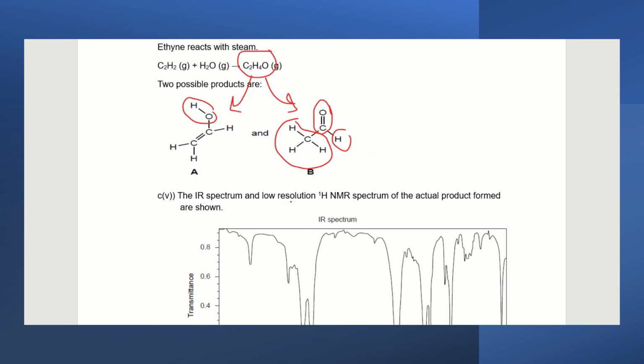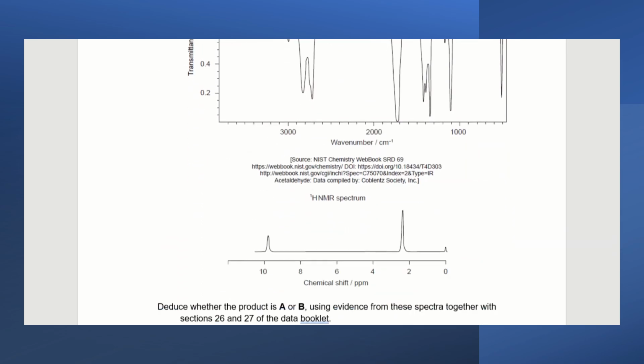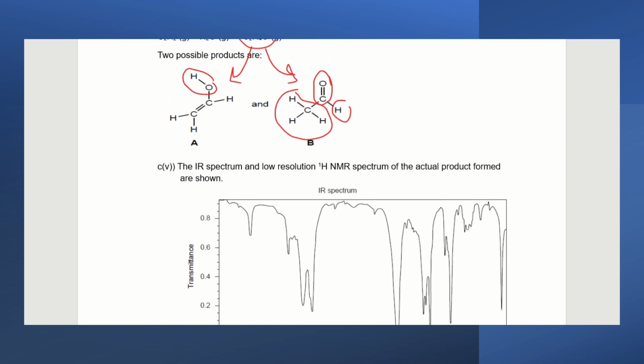The IR spectrum and low resolution NMR spectrum of the actual product formed are as follows. So this is my IR here, and this is my proton NMR. And the question is asking me to deduce whether the product is A or B using evidence from both of the spectra and using sections 26 and 27 of the data booklet. So the first thing that I need to recognize is the difference between an aldehyde and an alcohol. The aldehyde would have the carbonyl group, but it wouldn't have the OH group. Whereas when I have the alcohol, I would have the OH group, but I wouldn't have the carbonyl group.